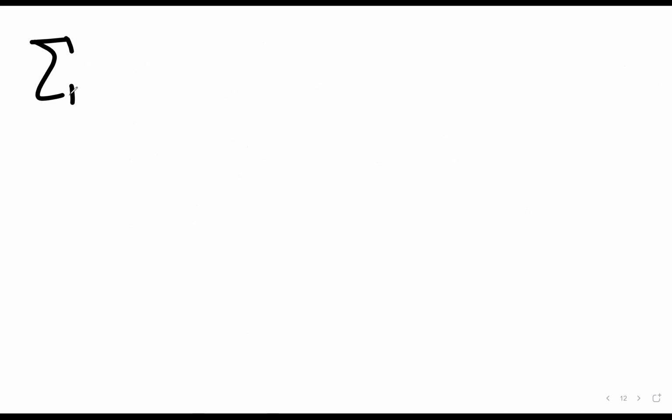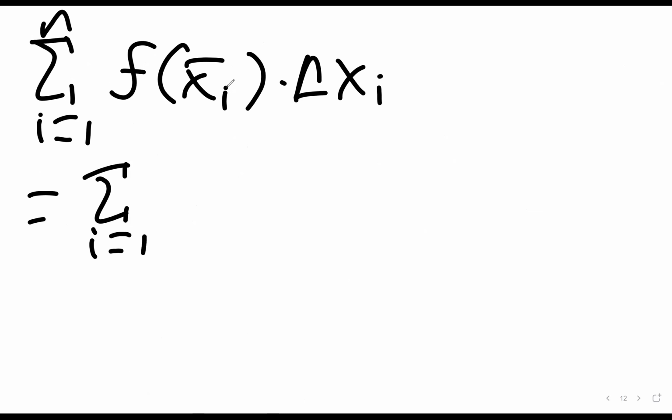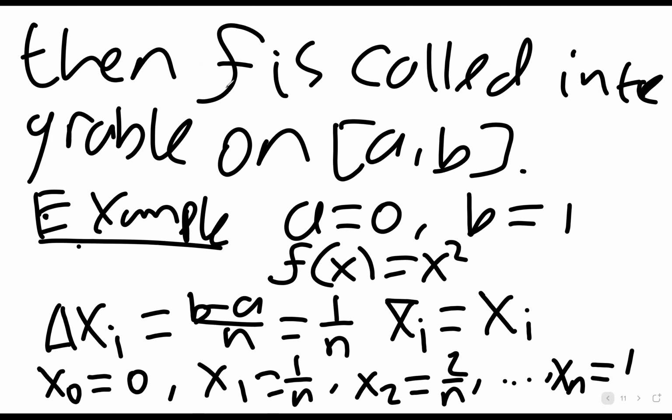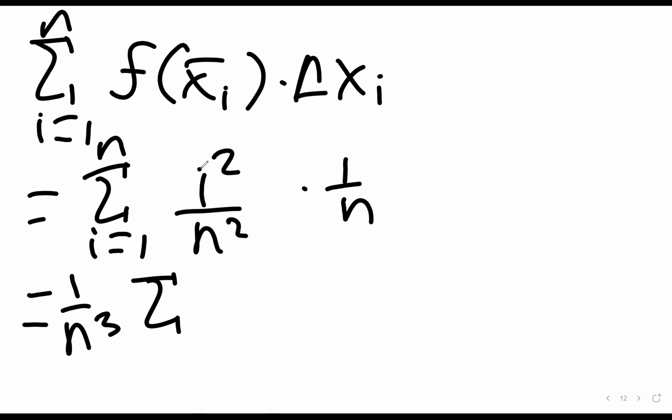Then we may calculate the Riemann sum here, the summation i equals 1 until n of f of xi bar times delta xi. Delta xi is the same, so it's 1 over n. Xi bar in general equals xi, so it's i squared over n squared, right? Correct. So in this case, I'm left with 1 over n cubed times the summation i equals 1 until n of i squared.